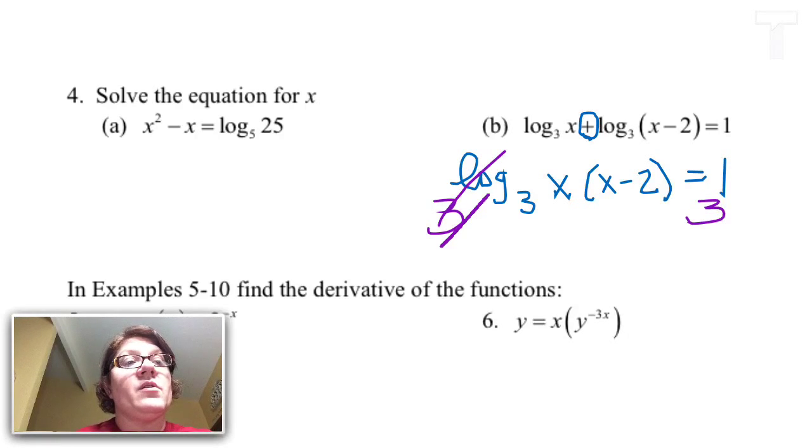Because, of course, these cancel out. And so I have x minus 2 equals 3 to the 1st.